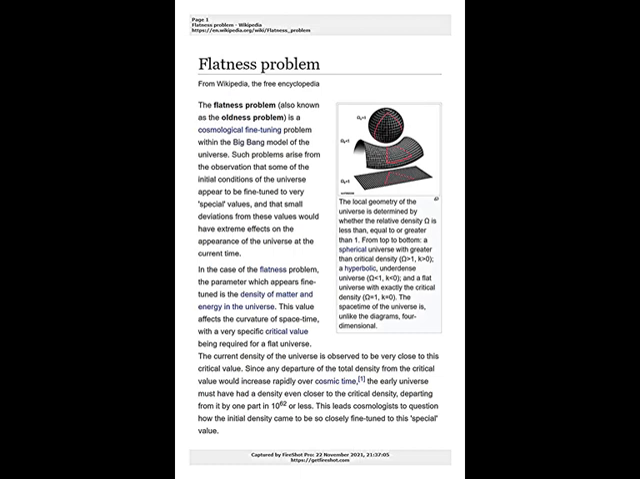The flatness problem basically questions why the universe's density is so close to the critical density. The critical density is the average density of matter required for gravity to halt the expansion of the universe. A universe with the critical density is said to be flat.